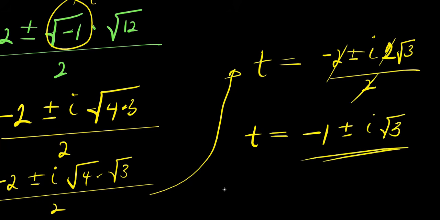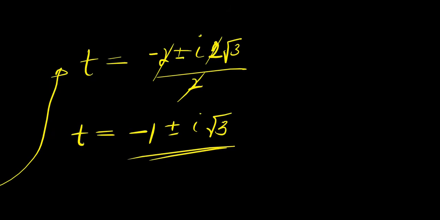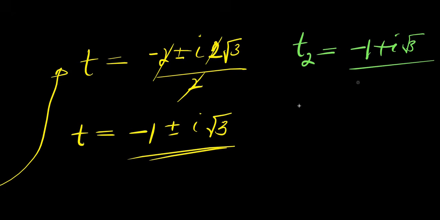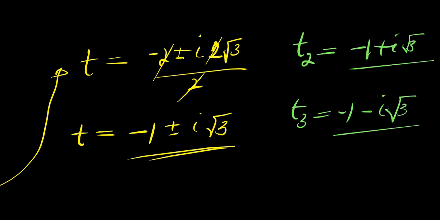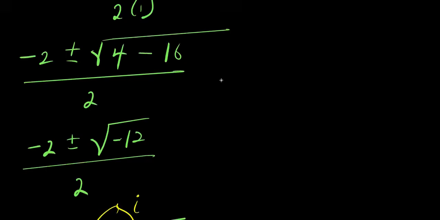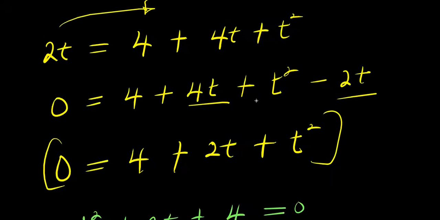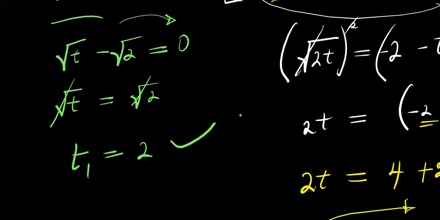So we have two complex values for t right now. We have t2 equals negative 1 plus i times root 3. And we have t3 equals negative 1 minus i times root 3. These are the two complex values for t. We also have one real value for t, which is t equals 2.